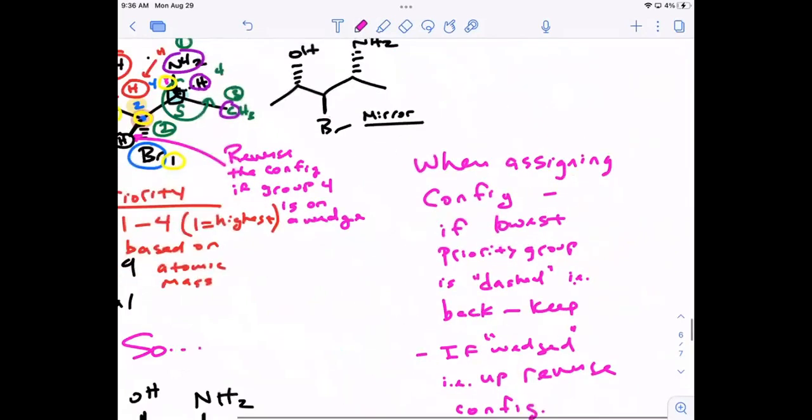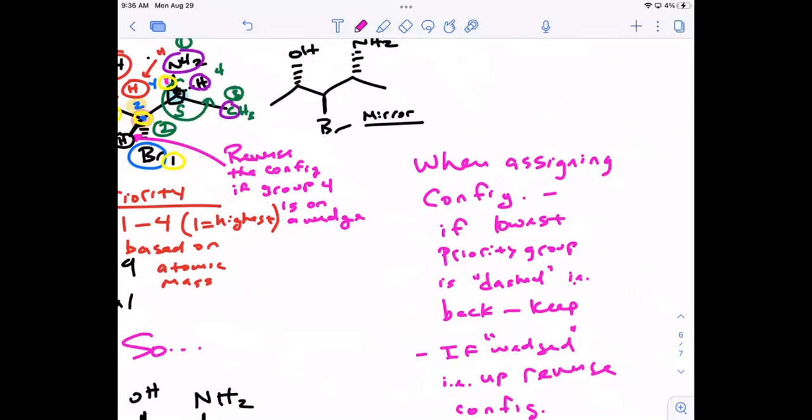So when you assign a configuration, if the lowest priority group is on a dash, when you count to 3, you just keep what you see. If it's on a wedge, when you count to 3, you reverse it. Like we just did in that example in the middle, we said that it looked like it was R because it was clockwise, but we had to reverse it because of that hydrogen being on a wedge.